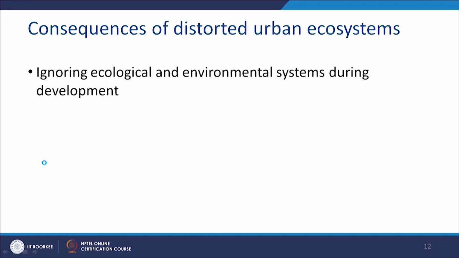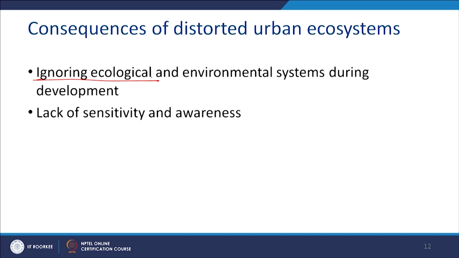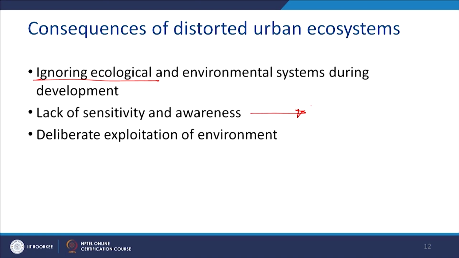For example, ignoring ecological and environmental systems during development. That is what we showed, that if you ignore the ecological system, then it will come back to us in terms of disaster and undesired consequences. Lack of sensitivity and awareness is another consequence and also a reason. Deliberate exploitation of the environment: sometimes the exploitations are deliberate, people knowingly exploit the environment.